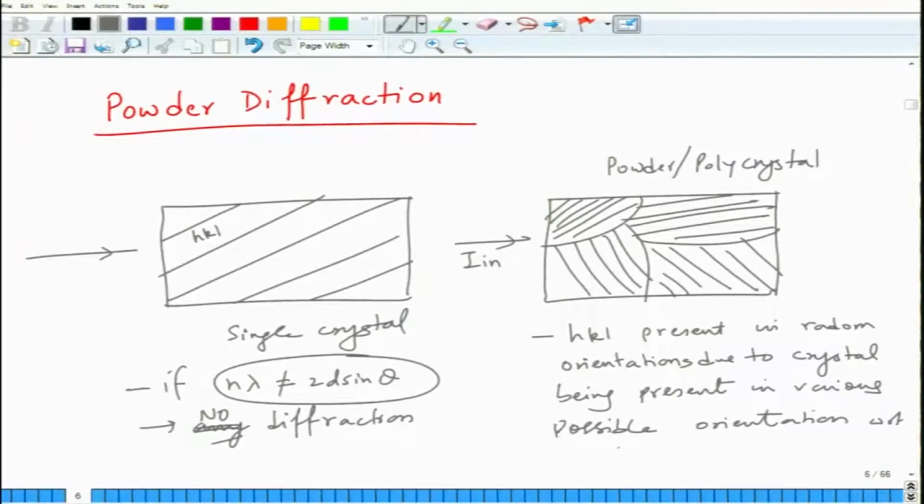With respect to the incident beam, as a result, you will always have some set of planes which will satisfy Bragg's law. So, one HKL will diffract. All the HKLs will diffract in this case, and all you need to do is move your detector to collect those spots.